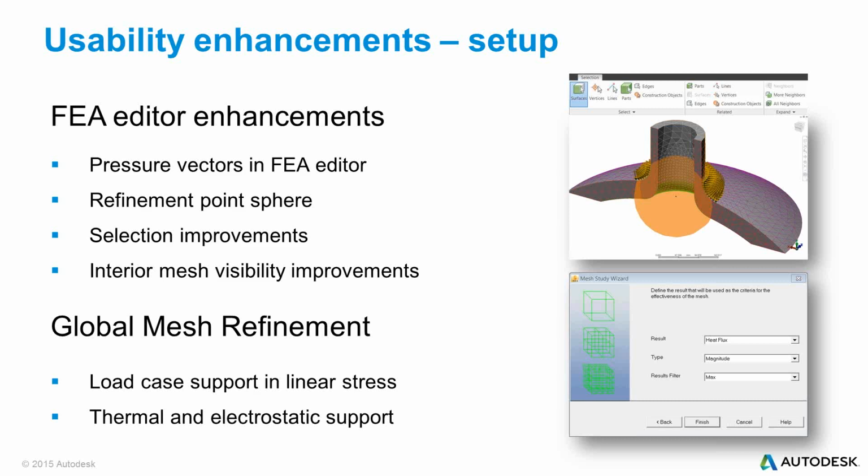So let's talk a little bit about the refinement point sphere. In this release we added a translucent sphere, which gives a visual indication of the zone of influence around each mesh refinement point. We also added several selection and visibility improvements to speed up the selection speed for internal surfaces, for enclosures such as pressure vessels, pumps, or valves after a mesh operation has been completed.